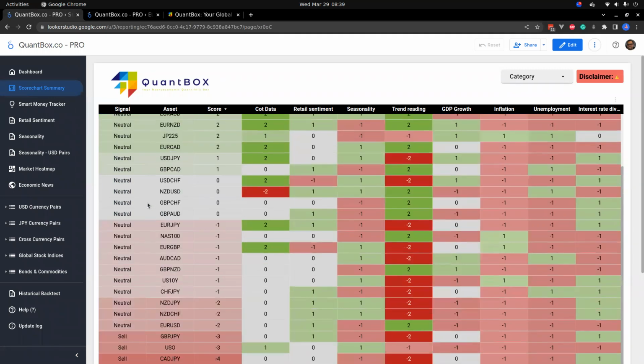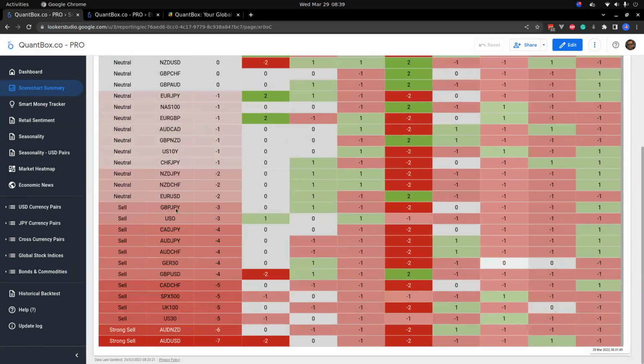Let's not go through all the neutral pairs, though. Let's go through our yens. Pound yen, CAD yen, Aussie yen. All COT data zero. Not going to touch those. But now what I can do is pay attention to these pairs and see, do I get a change in that fundamental data?